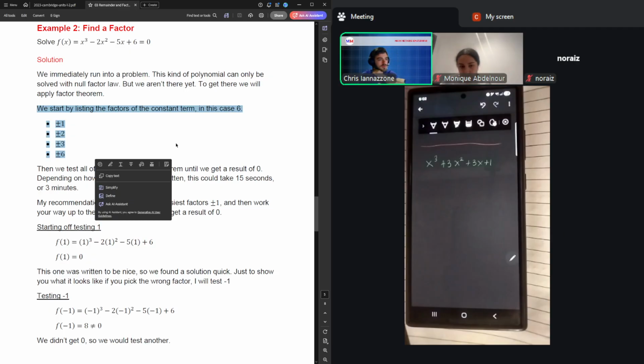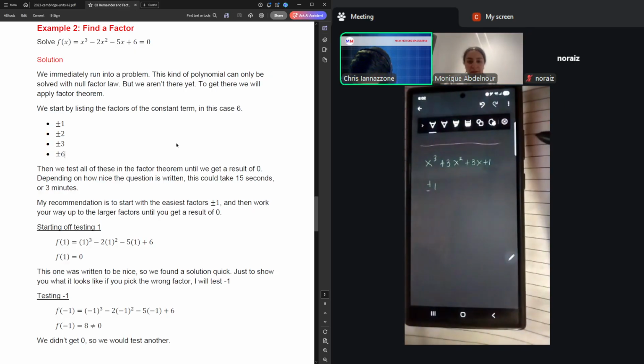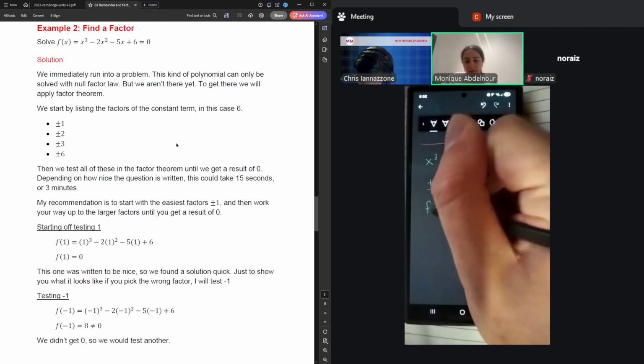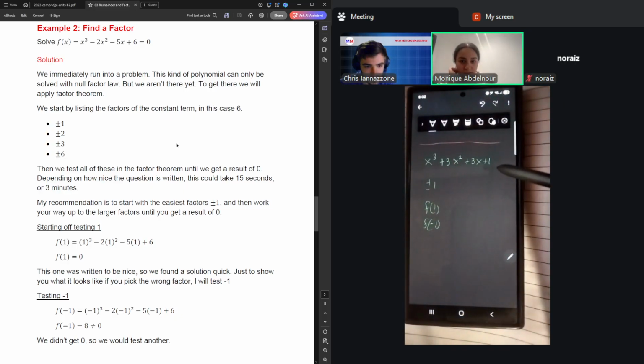Any ideas on what the first thing might be? We look at our last term and it's just one, so we look at the factors that go into that, so plus and minus one. And then sub it into the equation and see which one goes in perfectly to equal 0. Yeah, correct.